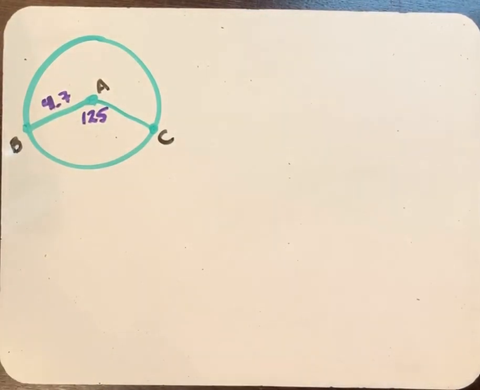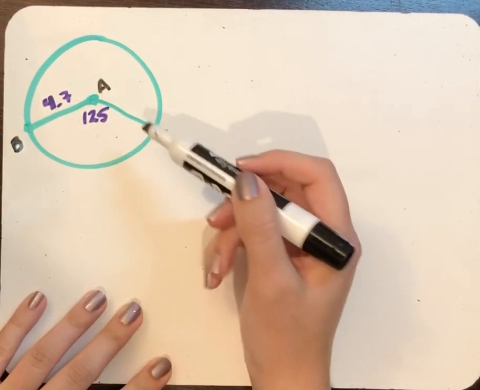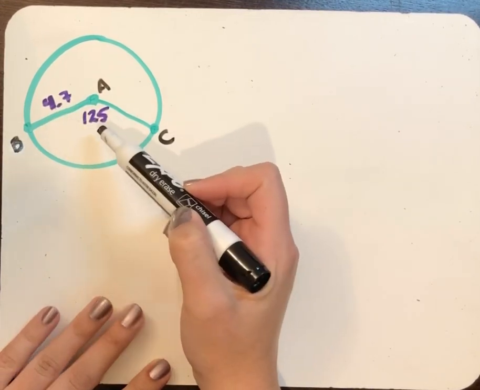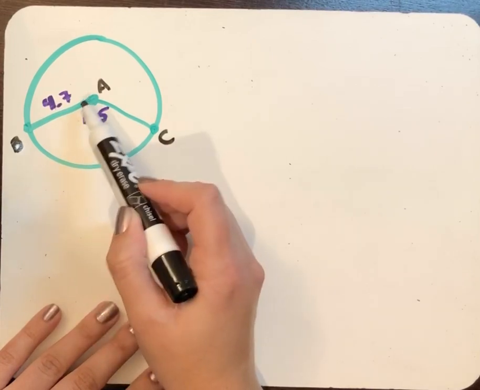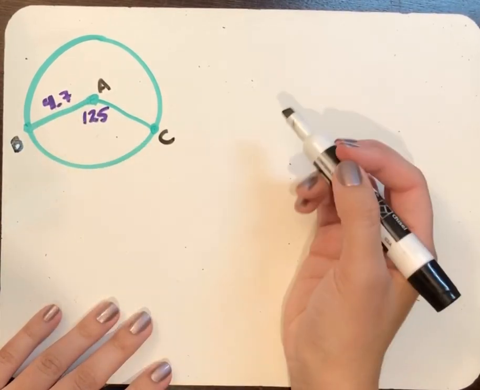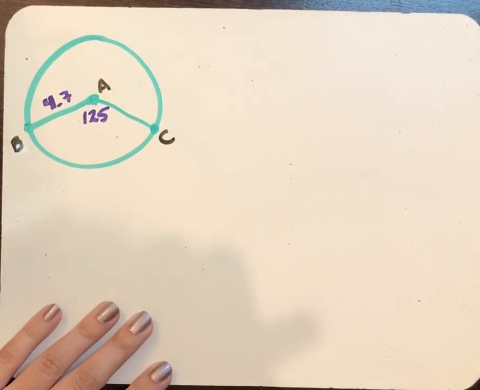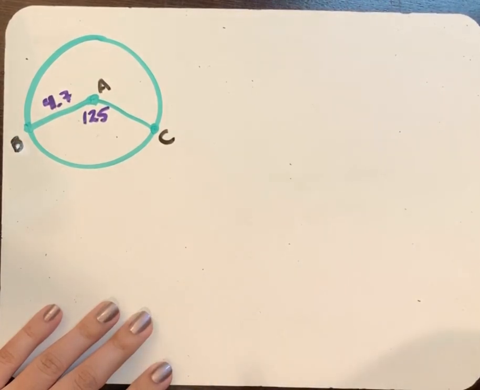Let's actually do an example where we're finding the area of a sector. So I'm using the same circle as before, but I've actually written in what the radius is and what this central angle measure is. So the central angle measures 125 degrees and the radius is 4.7. So using the formula that we just discussed on the previous screen, again, I'm thinking part over whole to set up an equation with ratios.